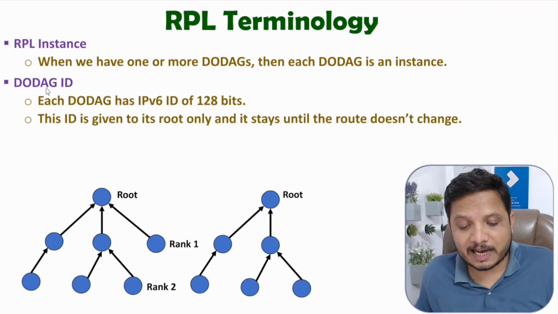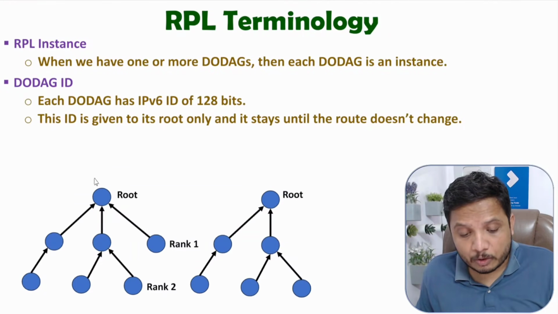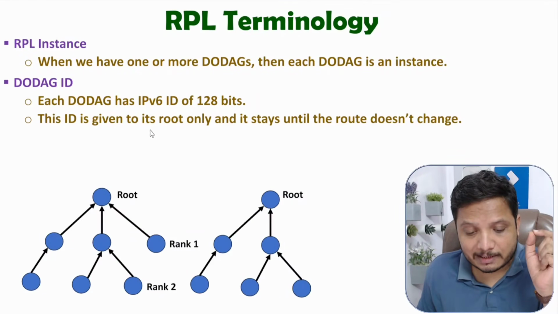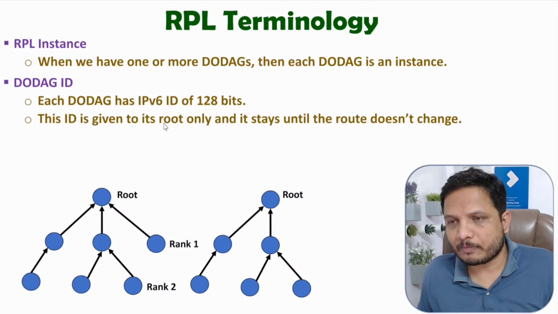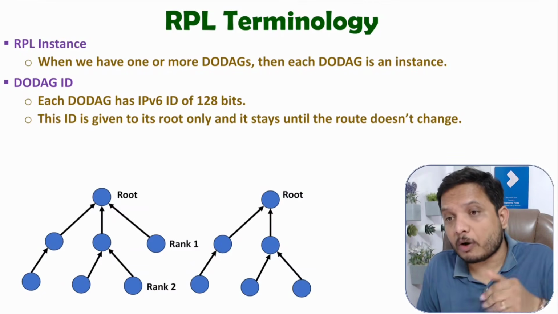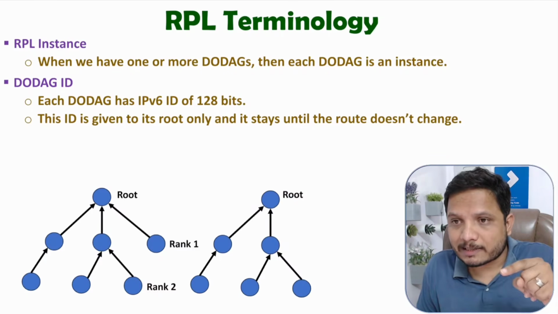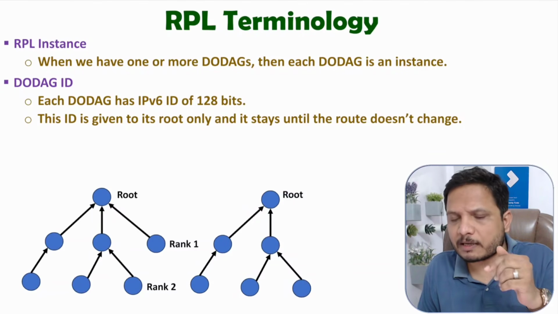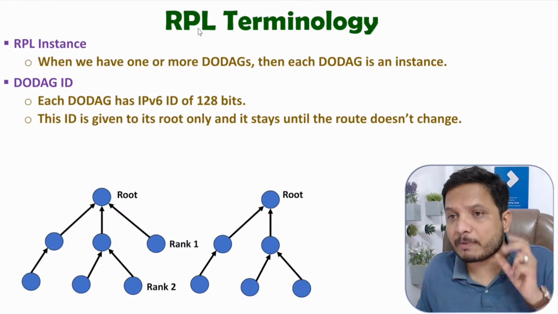See, DODAG ID. DODAG ID is given to the root node. First of all, remember this. DODAG ID is given to the root node. Other nodes cannot have a DODAG ID. Now, why is that ID required? See, for communication on the internet, you will be using logical addressing. You may be using IPv4 or IPv6. Specifically, this RPL protocol is designed for IPv6.